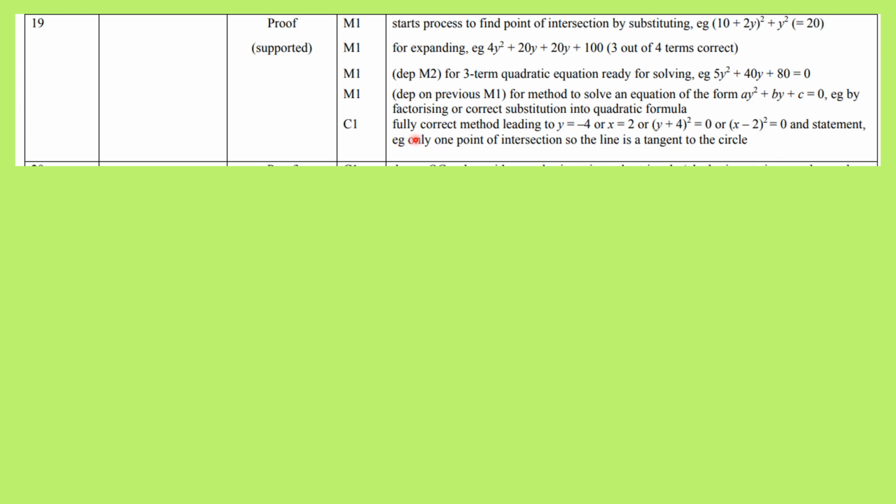The final mark is for a fully correct method that leads to either y equals minus 4 or x equals 2, depending on which of the formulas you replaced, so whether you replaced y or x. Or showing that y plus 4 all squared is equal to 0, and then some sort of statement that says only one point of intersection, so the line is a tangent to the circle.